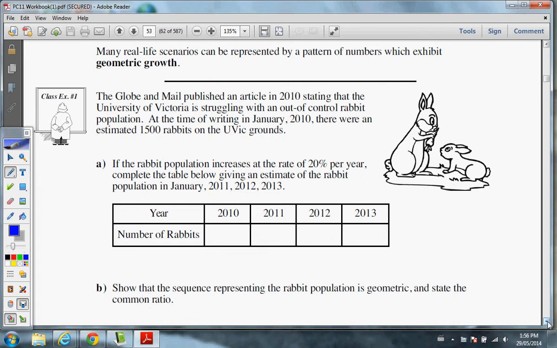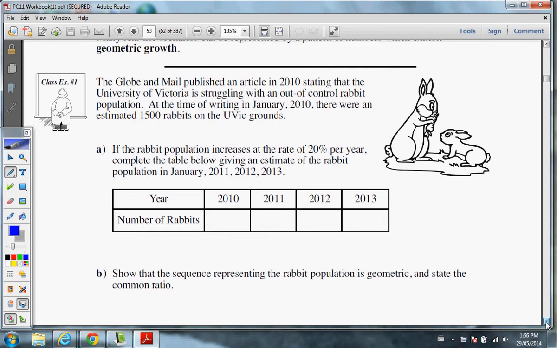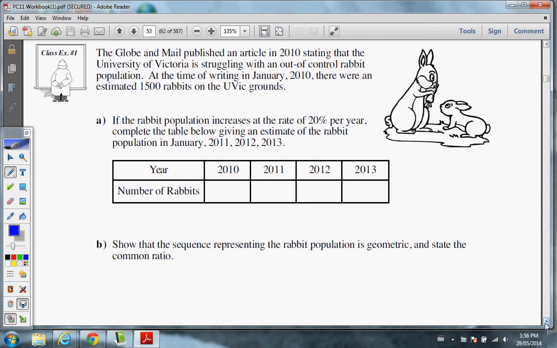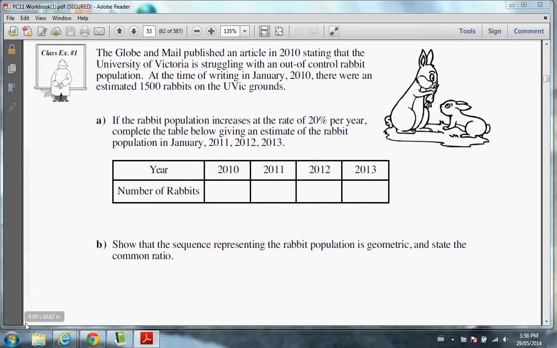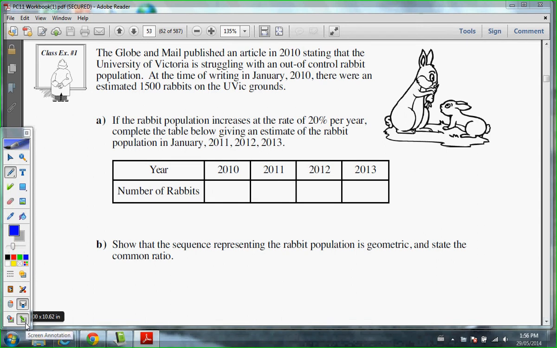Okay, there are many real-life scenarios which exhibit geometric growth. We're going to look at our first example here to get started. The Globe and Mail published an article in 2010 stating that the University of Victoria is struggling with an out-of-control rabbit population. At the time of writing in January 2010, they estimated 1,500 rabbits on the UVIC grounds. If the rabbit population increases at a rate of 20% a year, so right there is our growth rate, complete the table below giving an estimate of the rabbit population in January 2011, 2012, 2013.